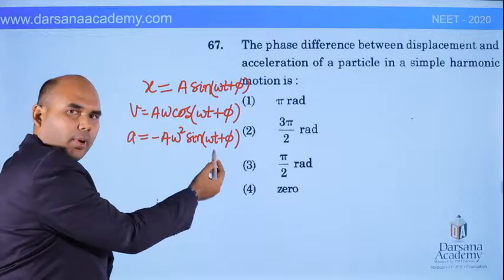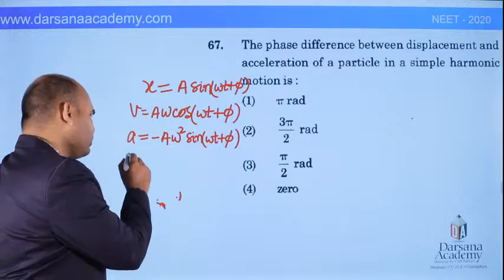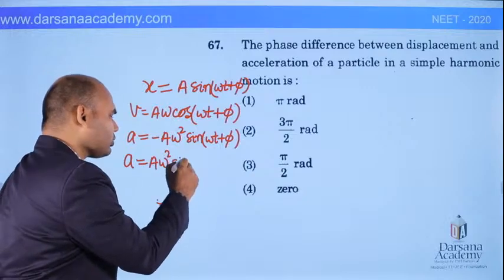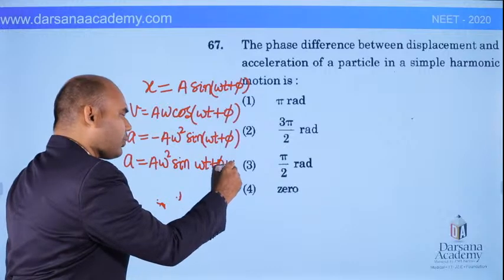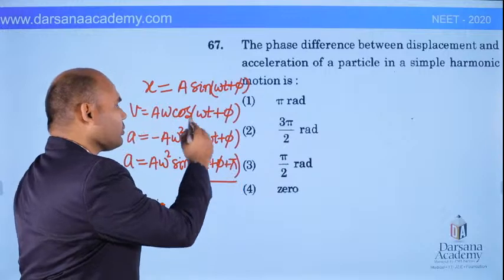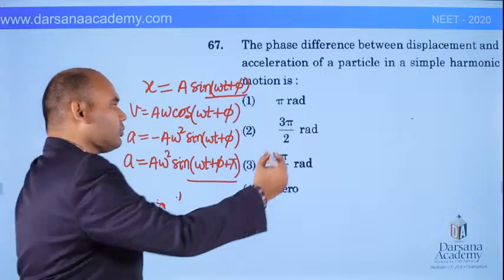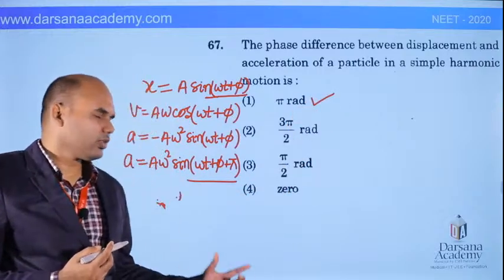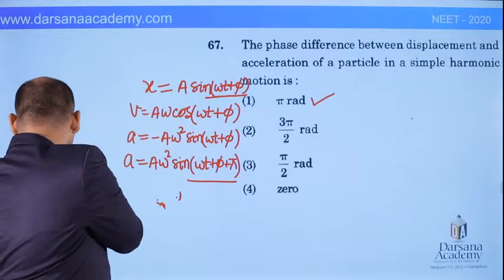So simply you can take this minus here, so you have to add pi. Sine(pi plus theta) is minus sine theta. So here you can write A omega square sine(omega t plus phi plus pi). So what is the phase difference? The difference between this term and this one. So simply pi. So option 1 is correct. Clear? So simple. Okay, next.